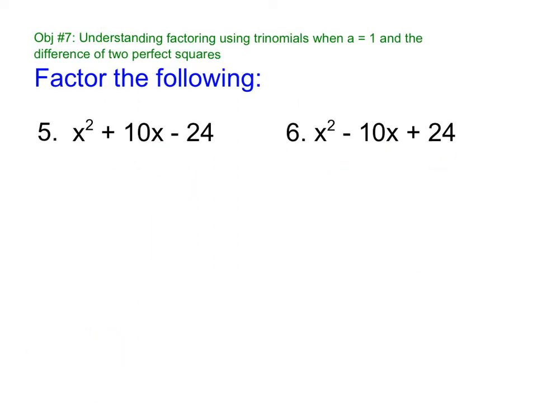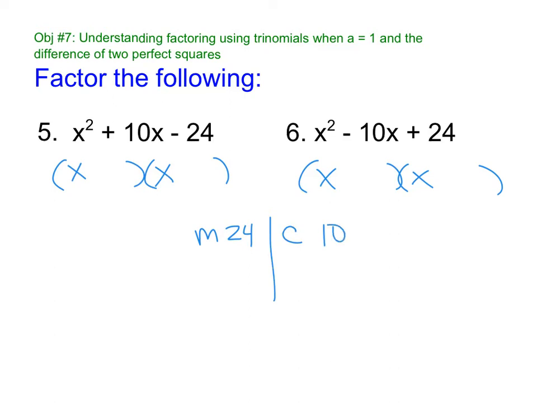All right, here are two more. Same idea as that last slide. So we're multiplying to 24, combining to 10, but watch the signs. The answers are going to be very, very different. So here I have x and x, x and x. So we are multiplying to 24, combining to 10.